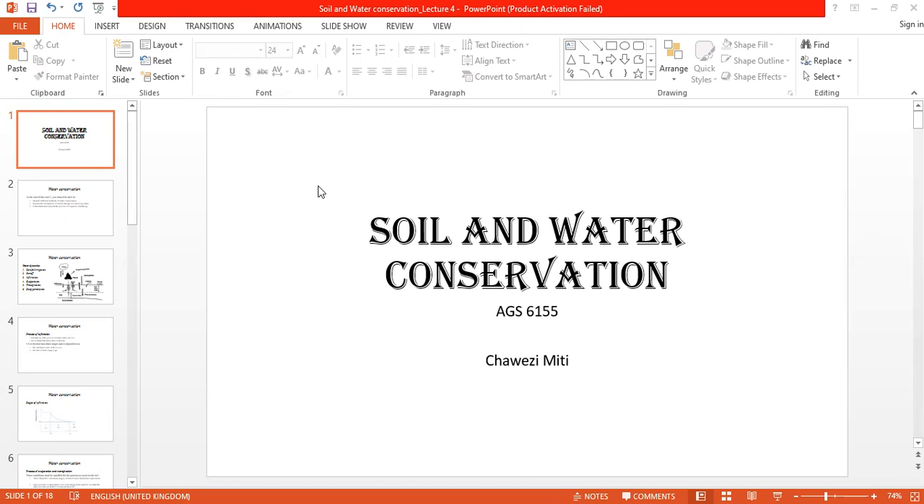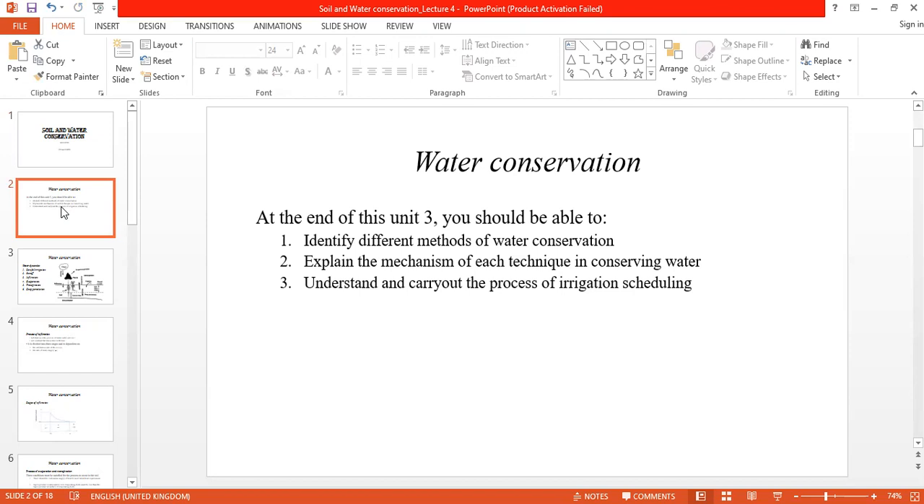So as we go through the chapter or the unit, in the end, we should be able to identify different methods of water conservation, but importantly to explain the mechanism with which these techniques help to conserve water. Then in the end, you should be able to understand and carry out a process of irrigation scheduling so that you conserve the little water that you have.